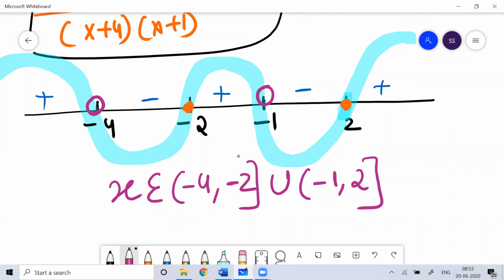So we have included minus 4, minus 2, minus 1 and plus 2. And the value of x should be less than or equal to 0, so that's why I'm considering the negative values. Clear, right? So everyone, I guess, has understood this.